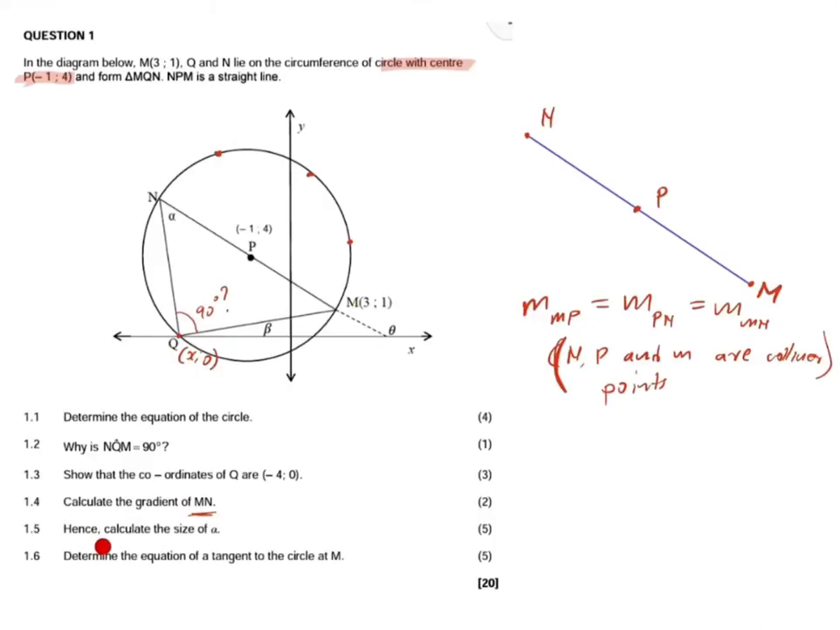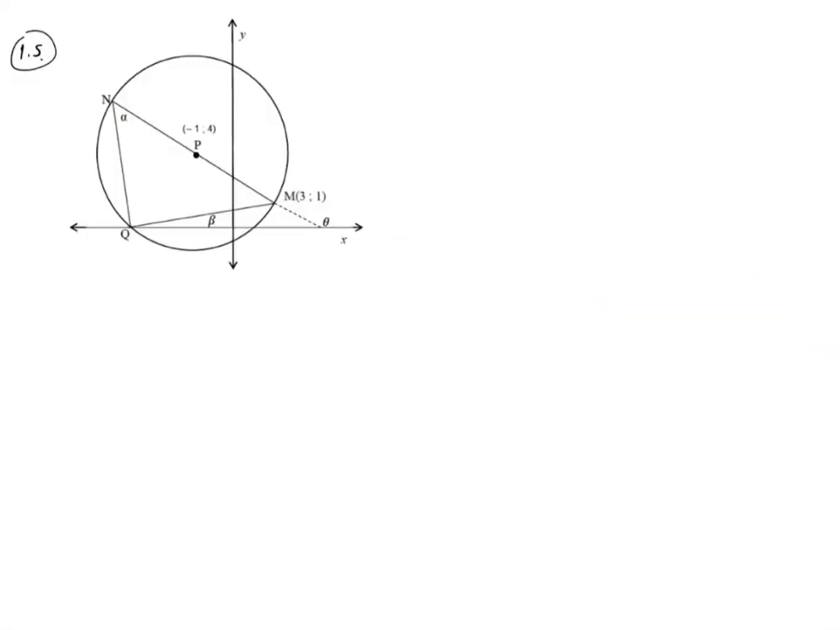1.5 says calculate the size of alpha. Alpha is that angle there. All right. So from this, we can calculate this angle, which is the angle of inclination of line NM. Then from there, we can calculate this angle, which is the angle of inclination of line QM. And then from there, we add this angle and that angle, and then we equate it to that one there. So it'll make sense as we do it. Let's get started.